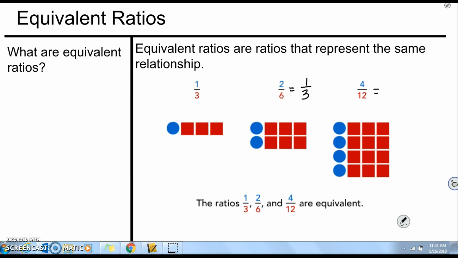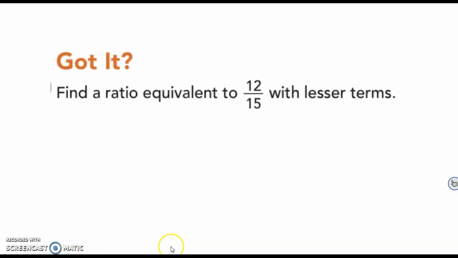4 and 12 share a common factor of 4. 4 divided by 4 is 1. 12 divided by 4 is 3. So as we can see, for every one blue circle, there are 3 red squares.